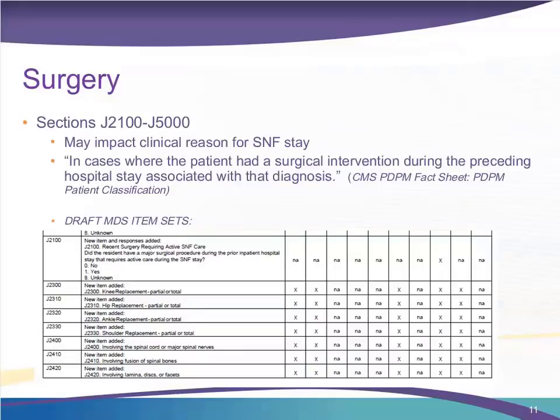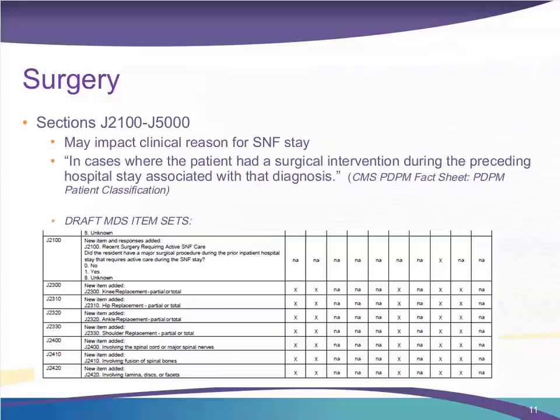So you can see, I know it's a little hard to read, but J2300, for example, is a new item that says knee replacement, partial or total. The question starts out saying, did the resident have a major surgical procedure during the prior inpatient hospital stay that requires active care during the SNF stay? So then there will be a list of choices. You can see the new item added in that snippet that you will check off as far as was there surgery in the prior hospital and is it currently requiring some active care in the SNF. You would check yes, and then you click off the appropriate surgery.